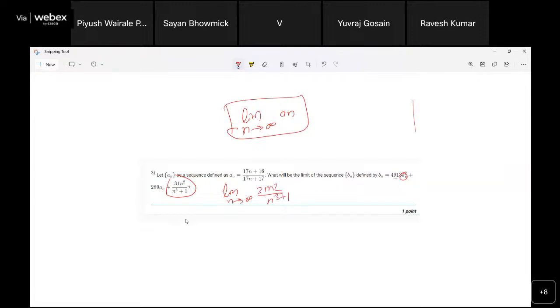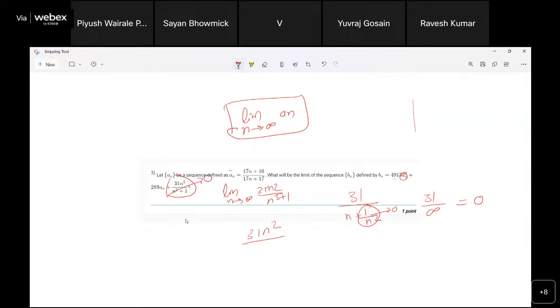If you take n cube common, what do we get here? Yes, sir, we are getting 0 only. Here we get 31 upon n plus 1 by n square. So 31 by infinity, that is n, is 0, right? Sir, I'm actually getting 0 by 1 plus 0. So it's 0. Yeah.